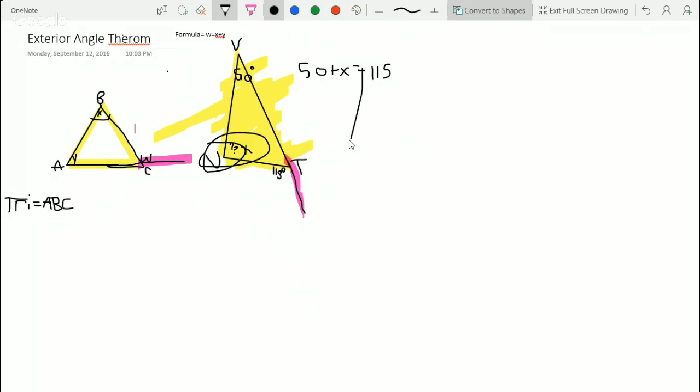Now, we just solve this like a regular equation. So minus 50, minus 50 on each side. We have to make sure it's balanced. That's why you cancel it out on one side and bring down your x. And 115 minus 50 is 65 degrees.